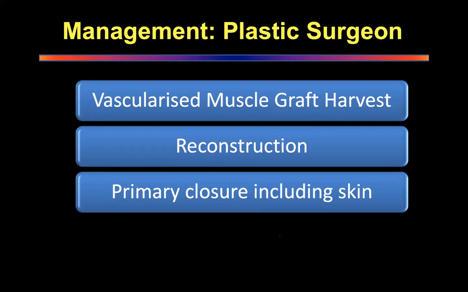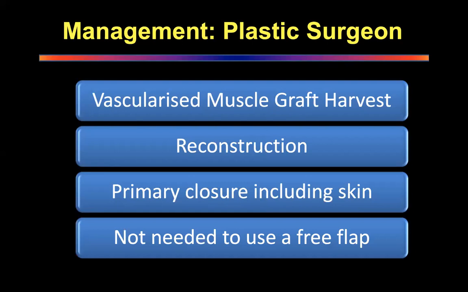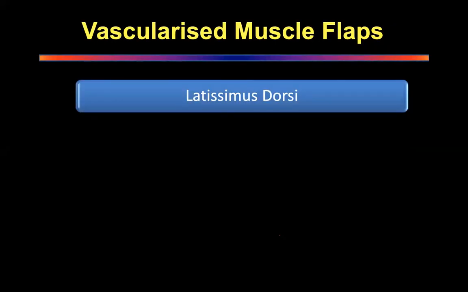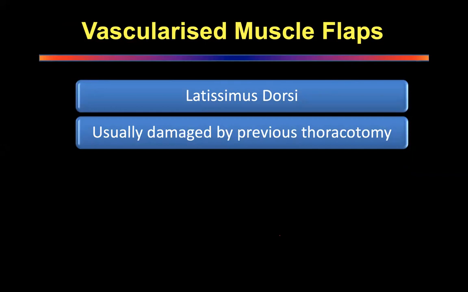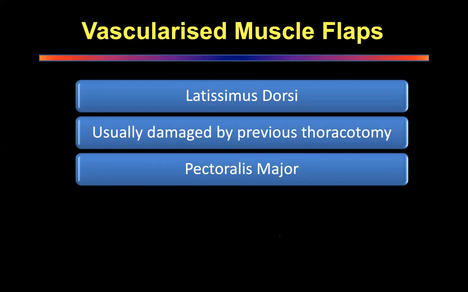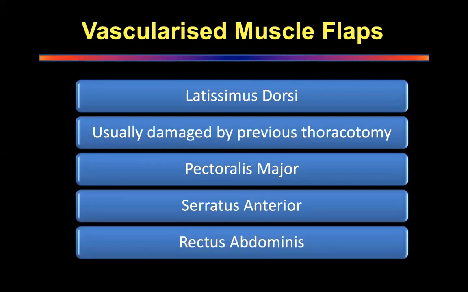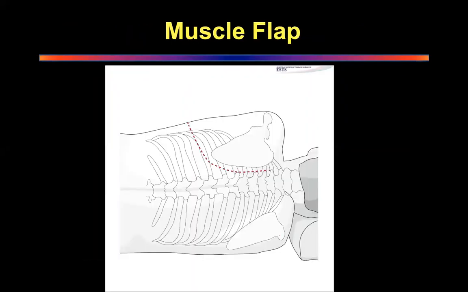We've done this in at least 20 patients now, and we close them primarily. And we've had good results in all of them. So far, we've never needed to use a free flap, but that option is also available to you if you need it. The muscle flaps that we use are latissimus dorsi, but the problem is they have been damaged by previous thoracotomies. We use pectoralis major muscles. We use serratus anterior, if available. Sometimes we use rectus abdominis. So we can flip any of these muscles across into the cavity.